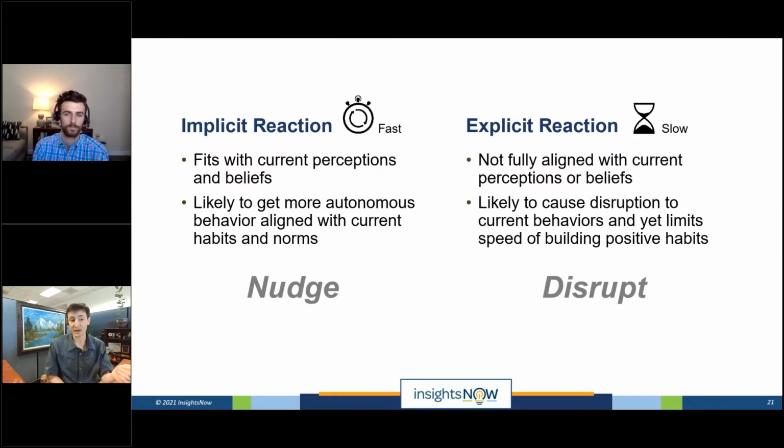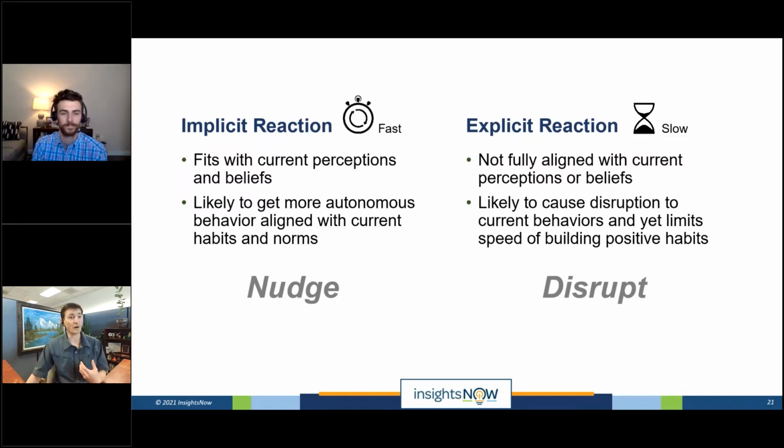So the implicit reactions, which are really fast, those are the ones that nudge people's current behaviors along because they align perfectly well with their current beliefs. And the explicit reactions are the ones that disrupt people a little bit, and they will make people pause at the store shelf and potentially reevaluate their choices.